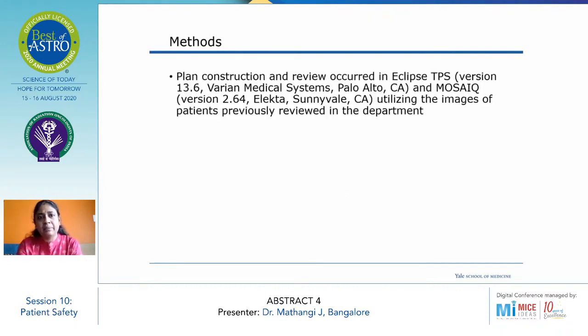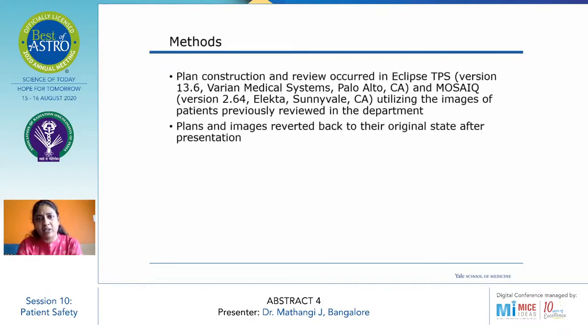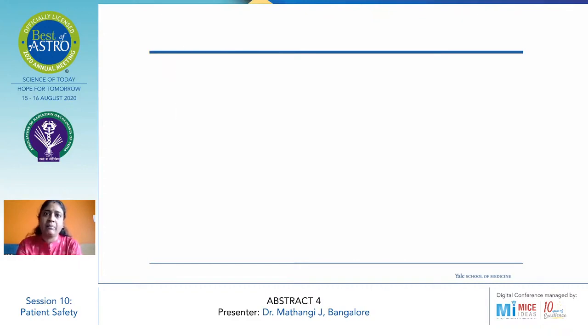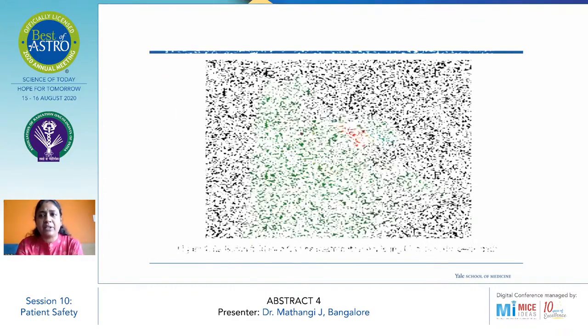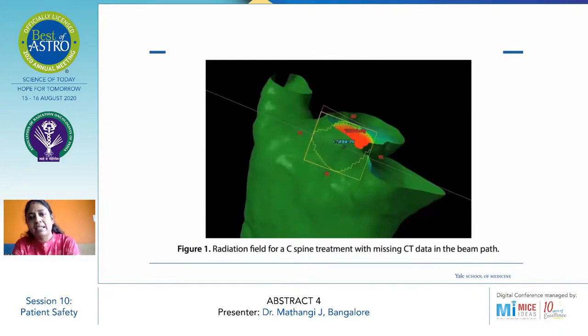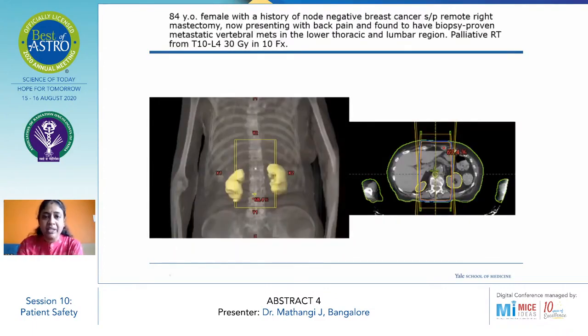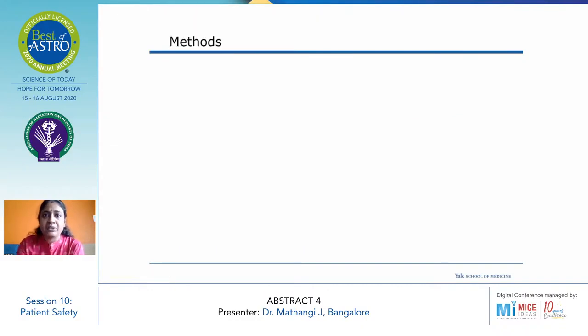In this, the plans were reviewed from the Eclipse and Mosaiq systems, and the plans and images, obviously, were reverted to the original state after the study because the problems were created. For example, in this patient we can discuss that the imaging set was not sufficient. Probably during the simulation, the details were not sufficiently available for the person doing it, so the cervical spine data was not sufficient to cover the target volume. In this case, the patient's prescription of palliative RT was 30 gray in 10 fractions, but when it was entered into the system, it was entered as 20 gray in 10 fractions. So these are the methods.